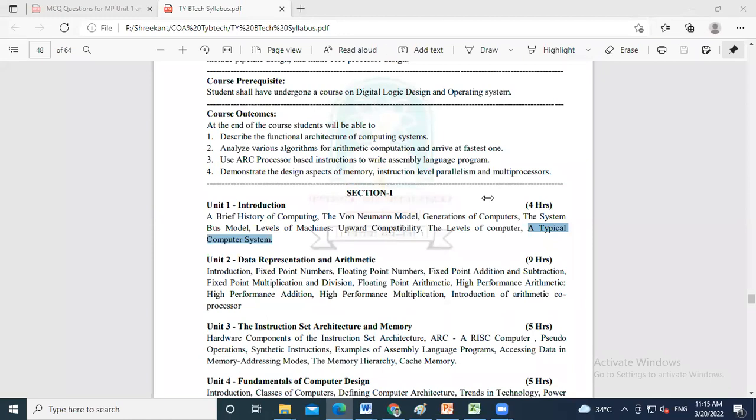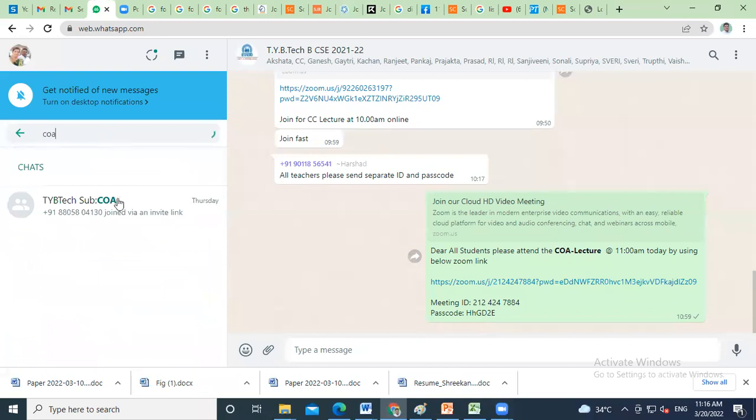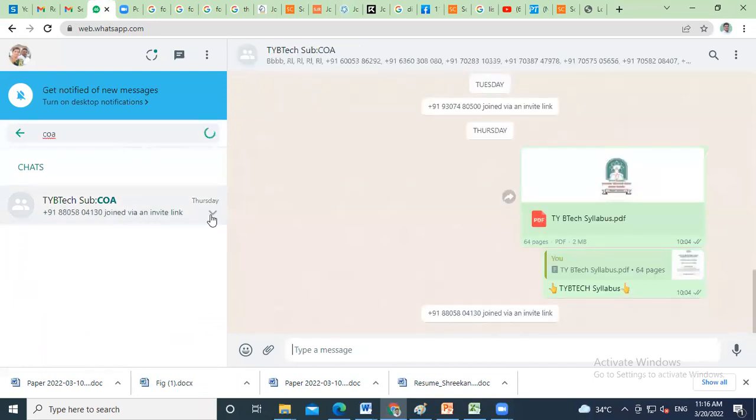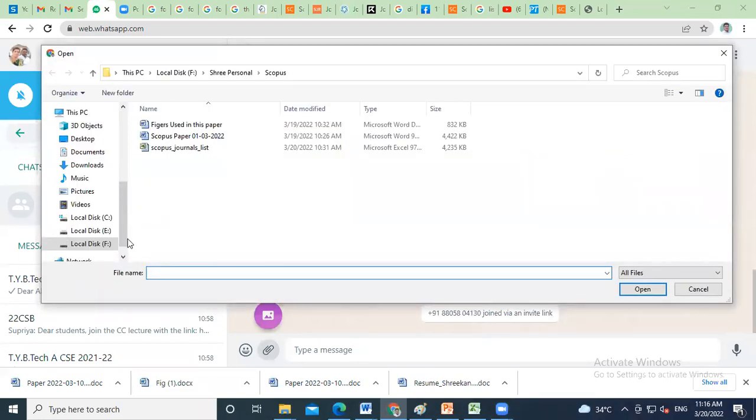Okay, this is the syllabus, dear students. Here we have to study upward compatibility. In that, there are two types: upward compatibility and the levels of computers. After that, some typical computer system of Von Neumann also we have to study today. Before that, all of you come to the COA group. In that COA group I will send you a PPT today, and within the next lecture I will give you handwritten notes. I need 1 or 2 days to complete the notes, and I'll give you that also.